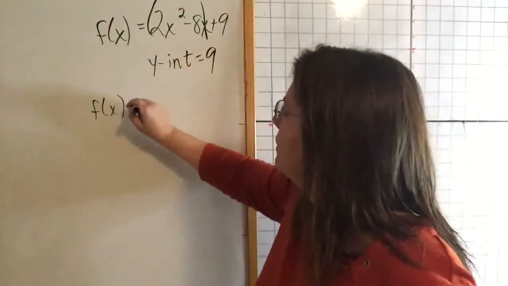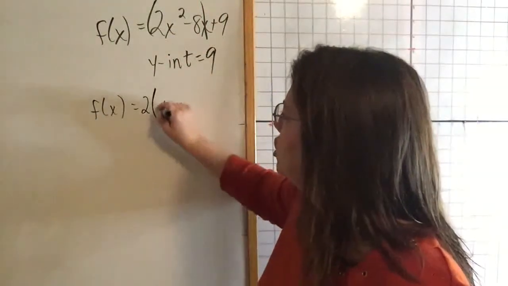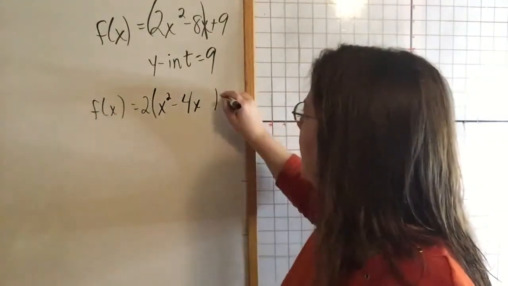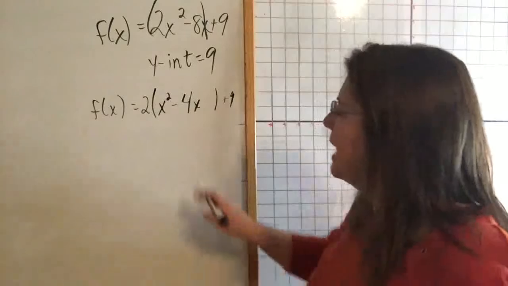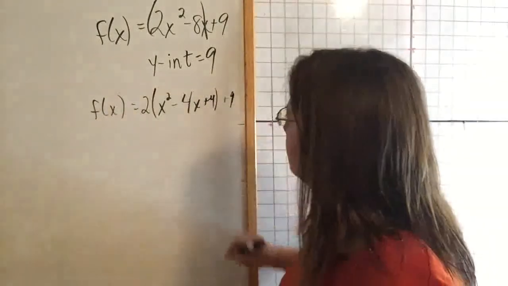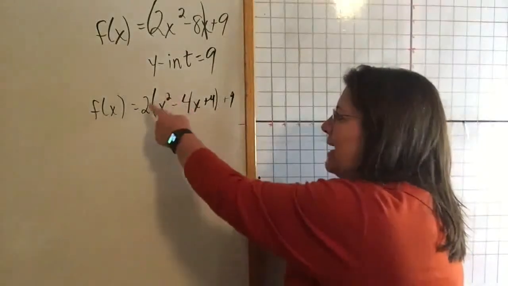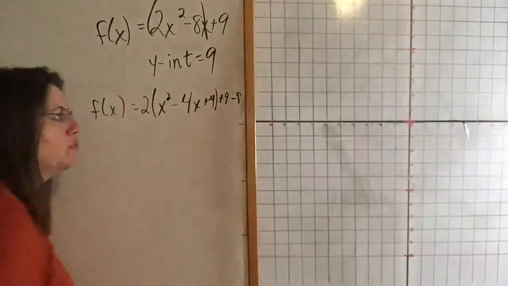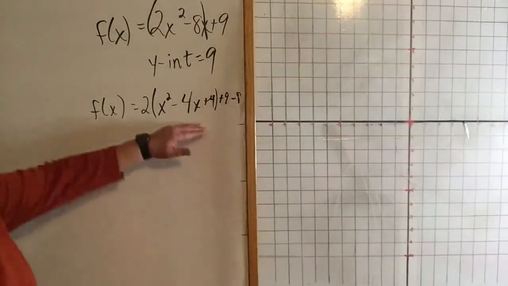I'm going to bring out the 2. When I bring out the 2, I have x squared minus 4x. I leave a little space. I have the plus 9. And then half of 4 is 2, and 2 squared is 4. So I add 4 here. What I've really done is I've added 8. So over here, I'm going to subtract 8. And then I'll simplify that.